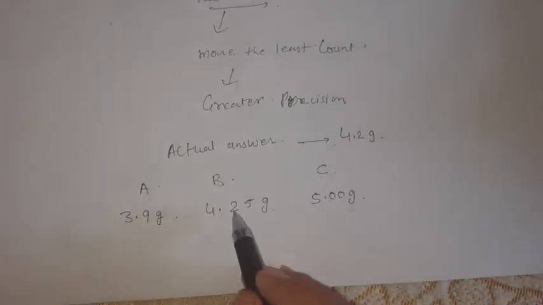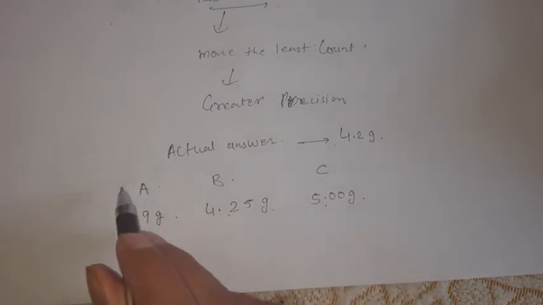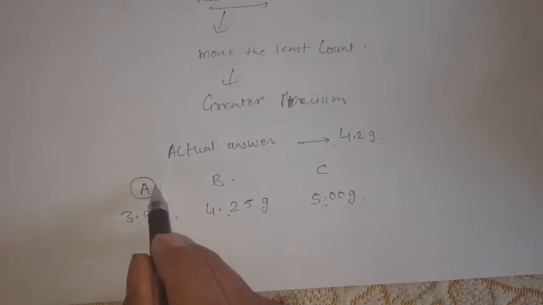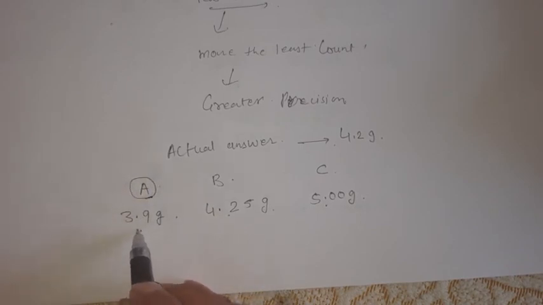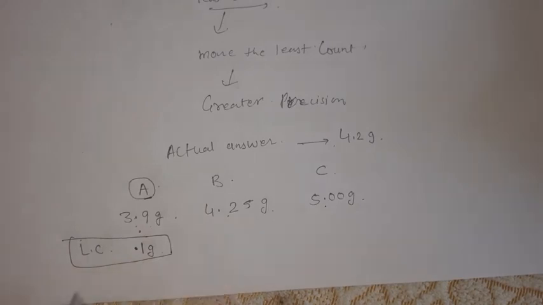Okay, now out of these three, if you check how much is the least count of this one, the measurement done by the first student, you will find that this measurement is done with one digit after the decimal. So one digit after decimal means it can measure the least value of 0.1 gram. How much is the least count? It is 0.1 gram.